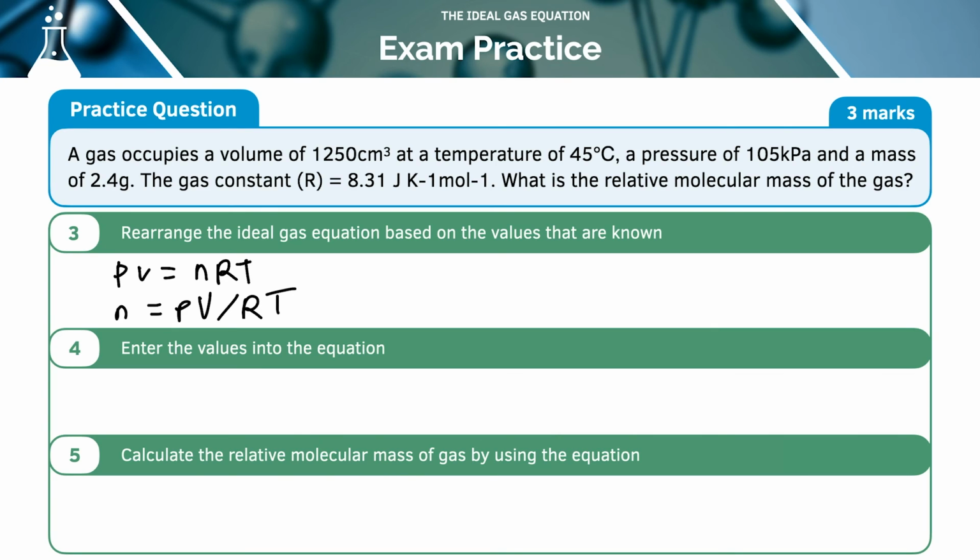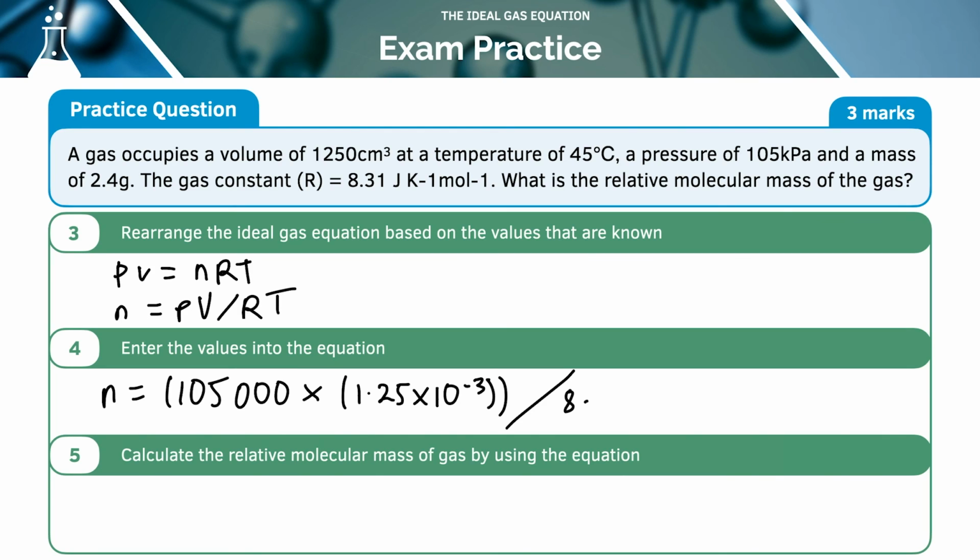So n equals PV divided by RT, that's just rearranged. So then let's work out n. So n equals P. What's my value for P? It was 105,000 pascals, times V, volume, which was 1.25 times 10 to the minus 3. So that's the top of my equation, divided by R, 8.31, times my Kelvin value, which was 318. So that has given me an answer of 0.0497 moles. And that's 3 significant figures, of course, but I'm going to keep the true value in my calculator.